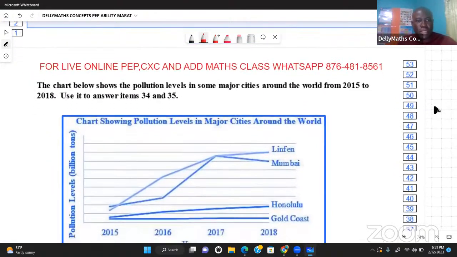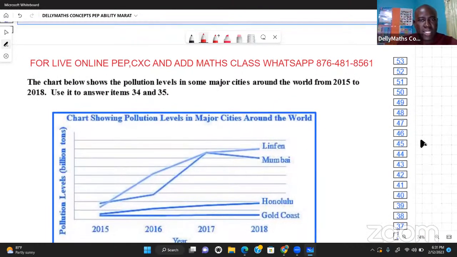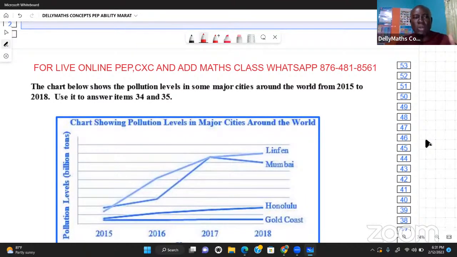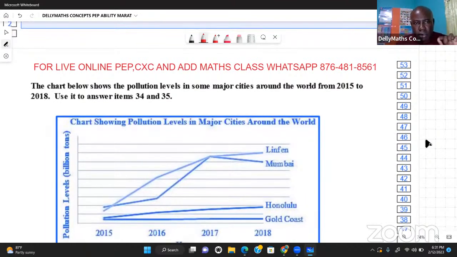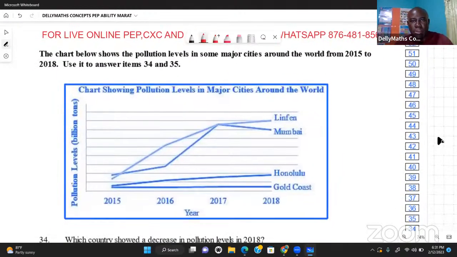All right, let's go. This one now is a chart, right? And a lot of times the charts do give a lot of problems. So let us just check out this one. It says here, the chart below shows the pollution level in some major cities around the world from 2005 to 2018. Use it to answer items 34 and 35.